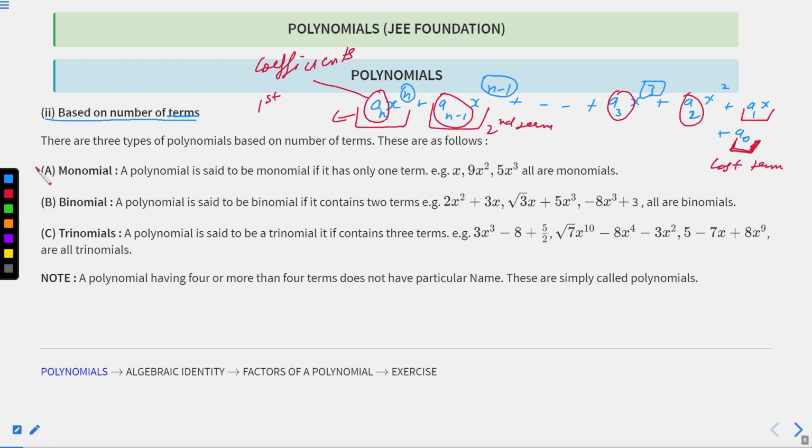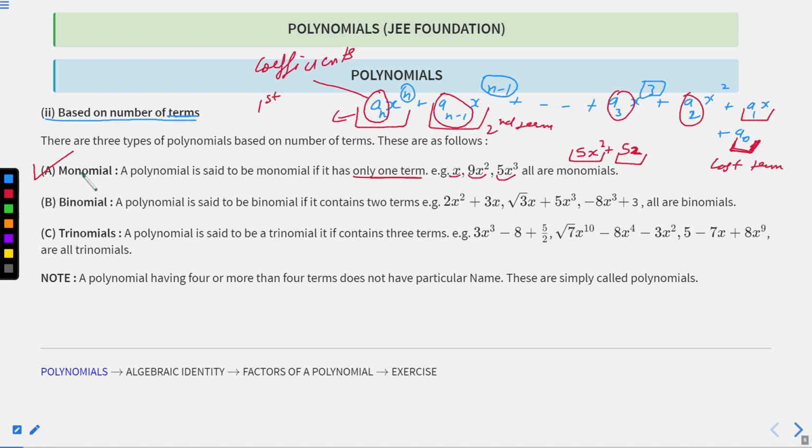Now monomial polynomials are having only one term. So any polynomial with only one term, I will be calling a monomial. For example, x, 9x square, 5x cube. Now, for example, if you see this one, is it a monomial polynomial? No, because it has two terms, one is this and the second is this. I hope this is clear.